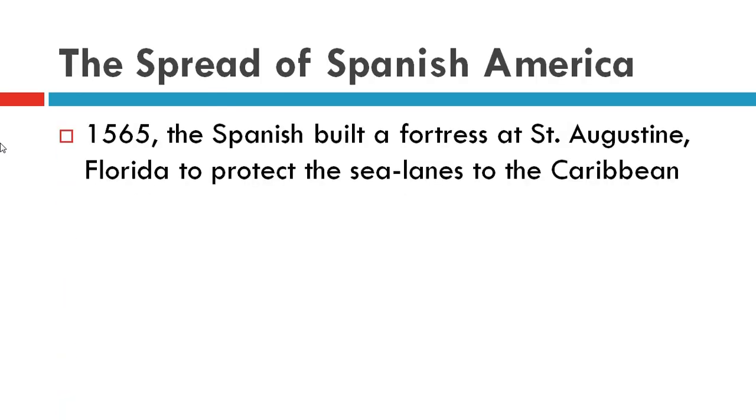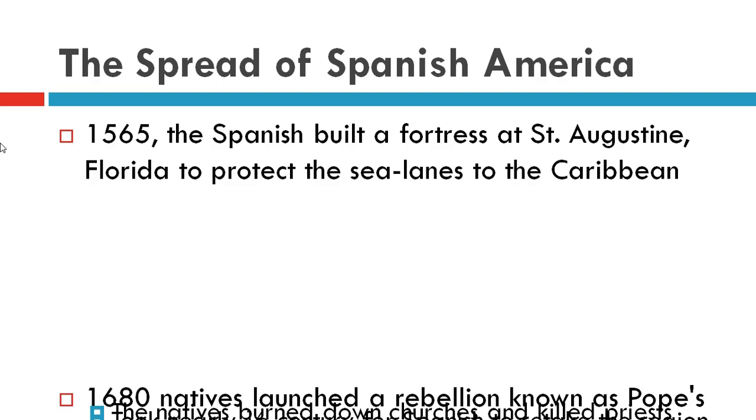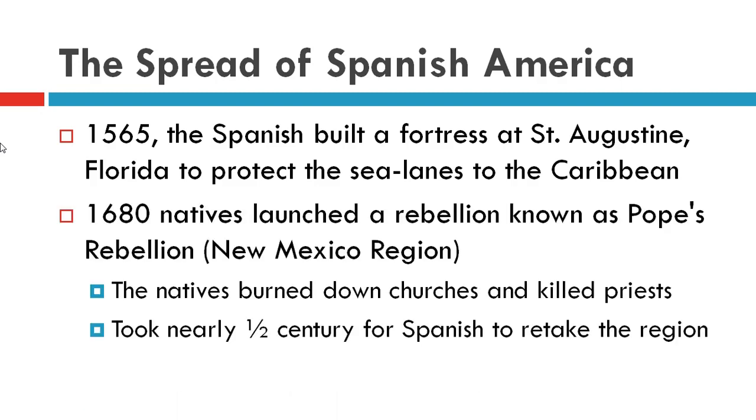Following this, the Spanish began to spread north. You can see here that they did build a fortress in St. Augustine, Florida, to protect the sea lanes of the Caribbean. This is the oldest city in the United States. In 1680, the natives launched a rebellion known as Pope's Rebellion in what is now New Mexico. The natives there had burned down churches and killed priests, and it took the Spanish nearly half a century to retake that region.